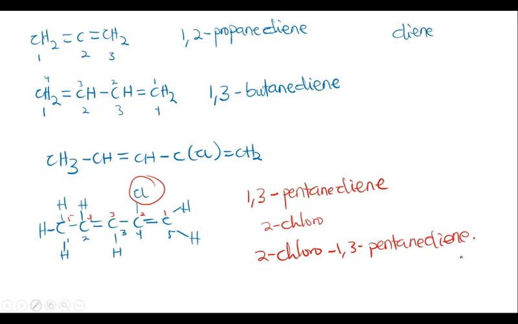This is how we name alkenes with just 1 double bond and then the dienes with 2 double bonds.